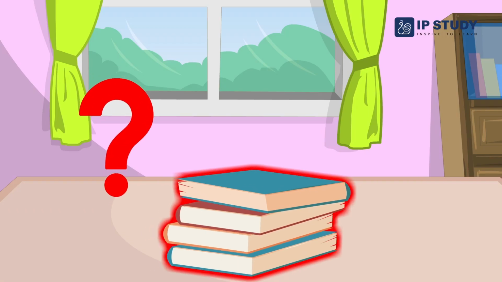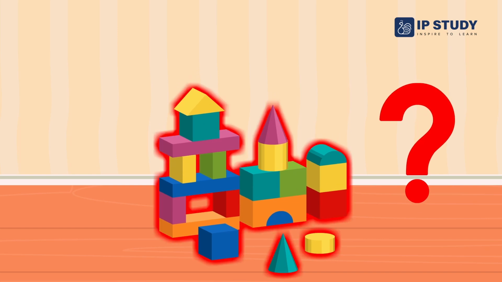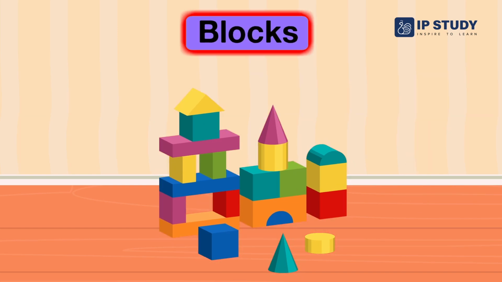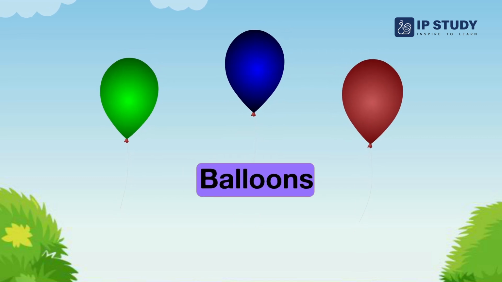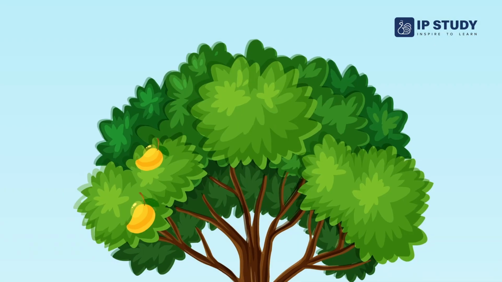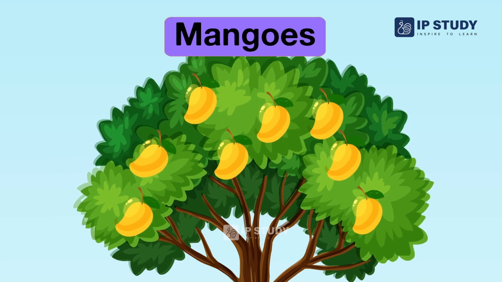What are these? These are books. What are these? These are blocks. What are those? Those are balloons. What are those? Those are mangoes.